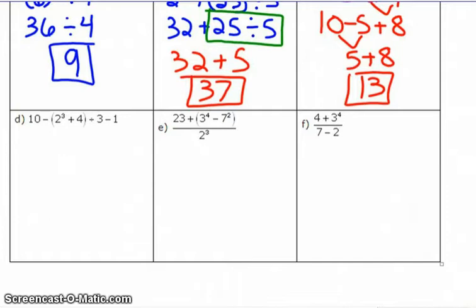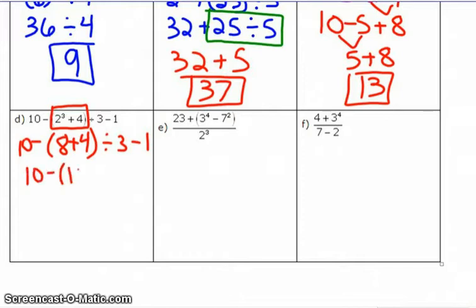Okay. Now I'm going to take care of my parentheses first, but there's two steps that need to be done inside the parentheses. First thing I'm going to do is the exponent inside of there. So 2 to the 3rd is 8. And then I'm still working through the parentheses. I would go ahead and take 8 plus 4, which is 12.